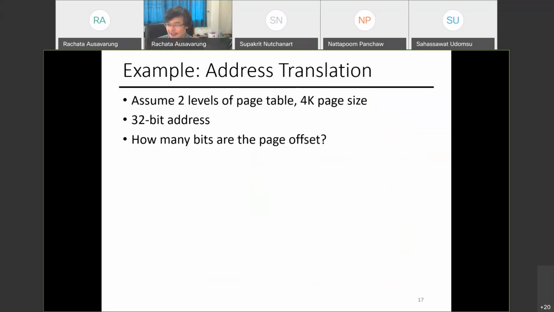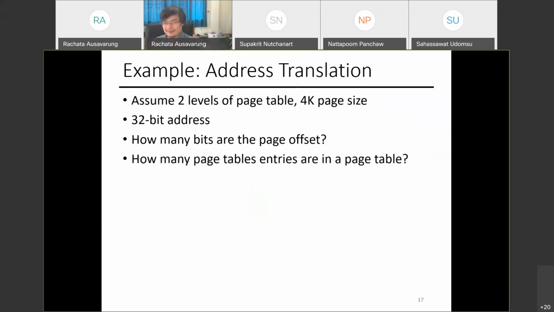How many page table entries are in the page table? If you have two levels, 32-bit address, and 12 bits is already used for the offset. So how many page table entries would be inside one page table?